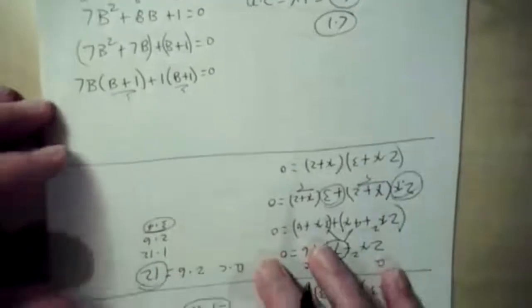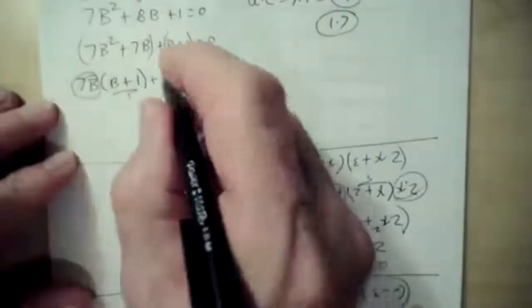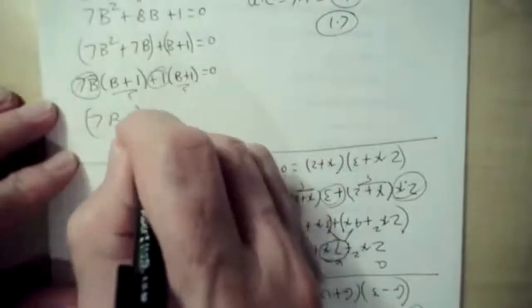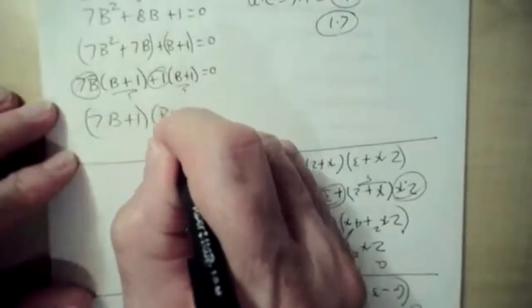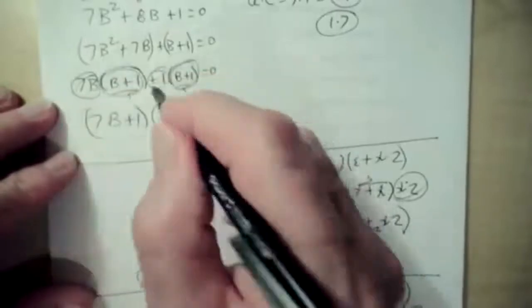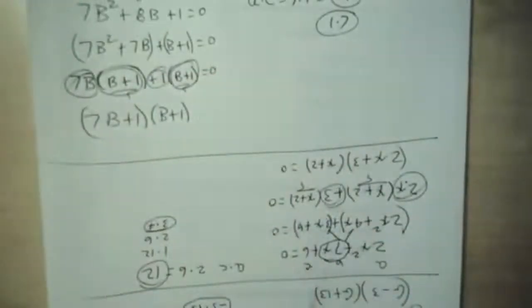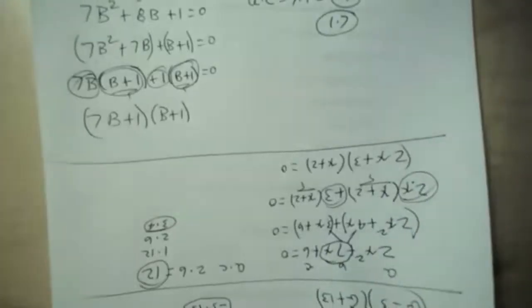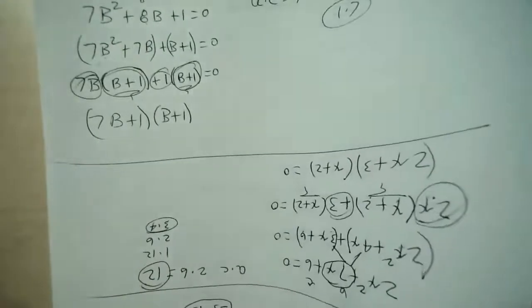And again, this and this are the same. So we have 7b plus 1 times b plus 1. And remember, we only use one of these factors there. We only use one of those. Everybody got it? Tell me now, I'm going to throw it away. That's what we say in North Katy. We're going to throw it.